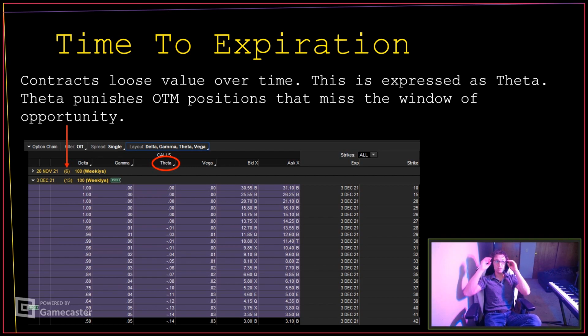Moving on to time to expiry. Contracts lose value over time. Generally, some contracts do have zero theta. Looking at this options chain here for the December 3rd calls, I have theta circled, and I have an arrow here in red showing these parentheses. Within these parentheses is the days to expiry. I got that wrong in my last video, and someone corrected me, so thank you. Now, about theta, you'll see theta is zero for anything below 27. Any strike below $27 has zero theta.